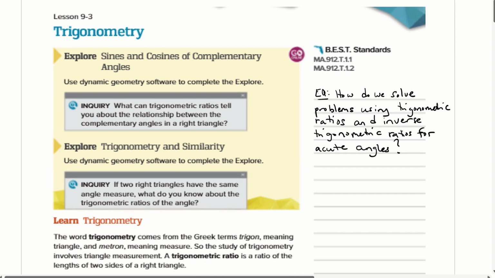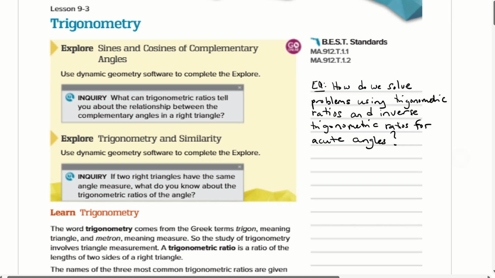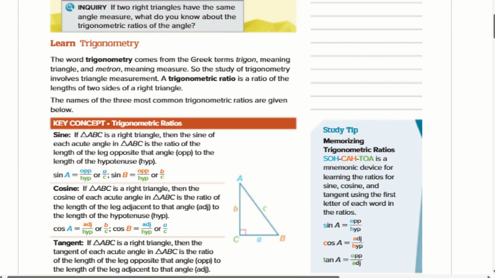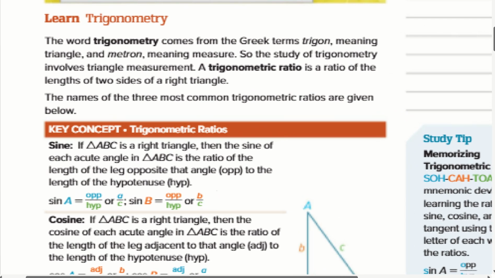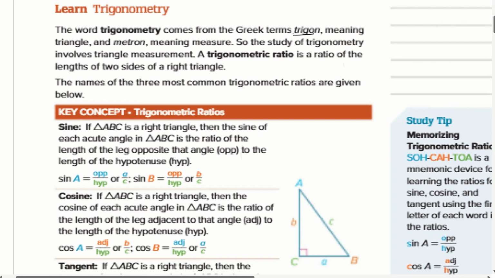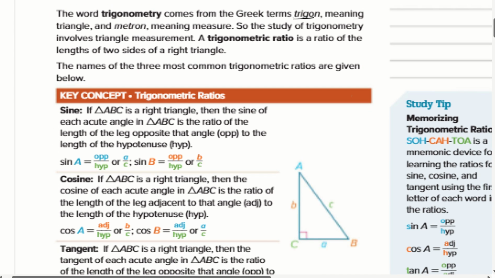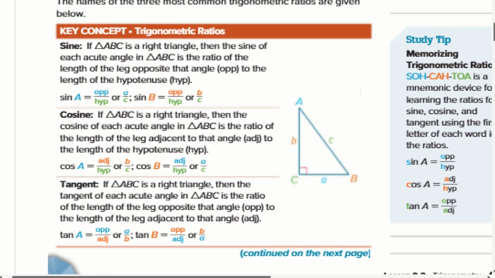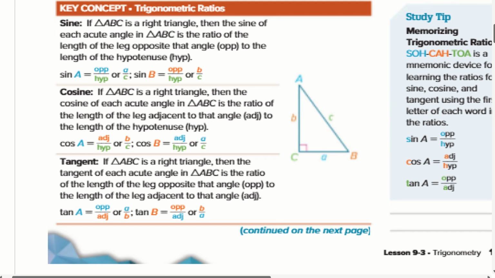All right, so this is officially the trig lesson, and we're going to go over some new trig functions that you may not have seen before. The word trigonometry is basically the study of triangles. You have trigon, which is triangle, and metron, which is measure. Usually you study right triangles, but it doesn't have to be right triangles, though for the most part it is. And you have something called a trigonometric ratio, which is a ratio of the lengths of two sides of a right triangle. You have sine, cosine, and tangent.